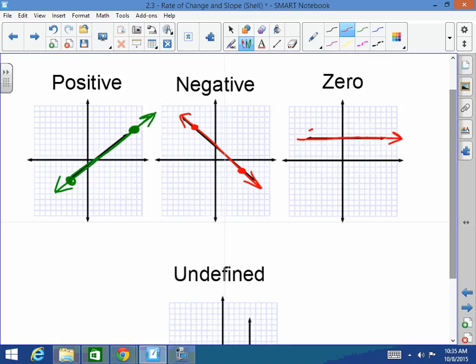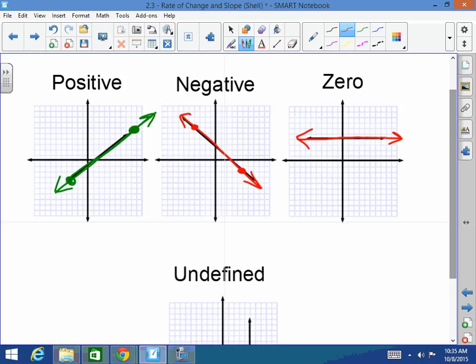Now, I'm going to do a little add-on onto this. Do you guys remember from Algebra 1 what kind of an equation gives you a horizontal line? Yes, sir. Okay. No. The answer is no, you don't remember. That's fine. That's what I'm here for. Yes, sir? Yes. Good job.